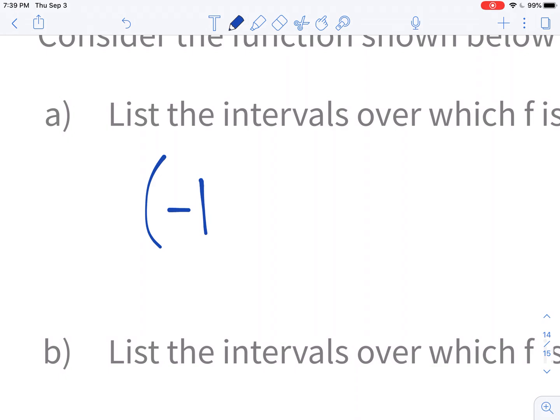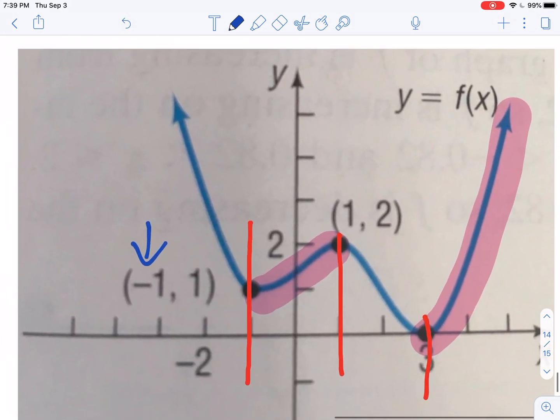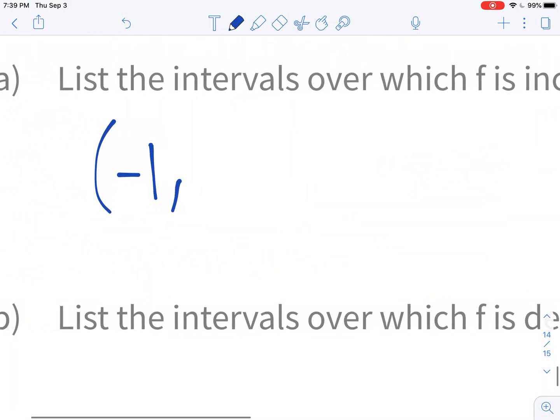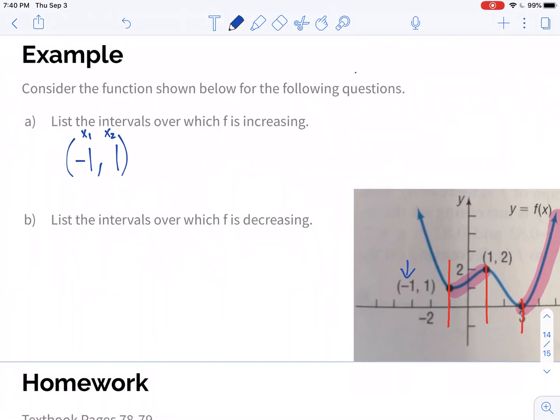I say at the very first value after -1, this graph starts going up. It continues increasing until it gets to +1. At +1, we see another inflection point and we see it turn downwards. So I write 1. I am talking about an x1 to an x2. I'm not talking about the point -1, 1. I am talking about the x value of -1 to the x value of +1.